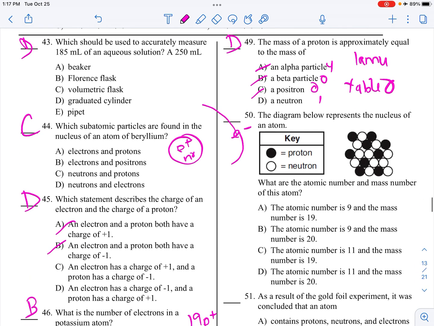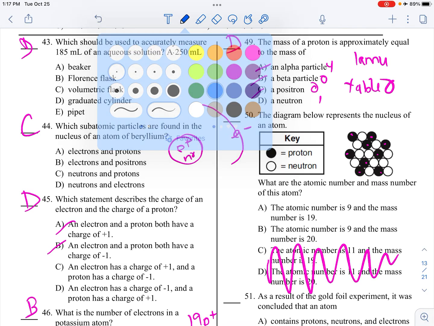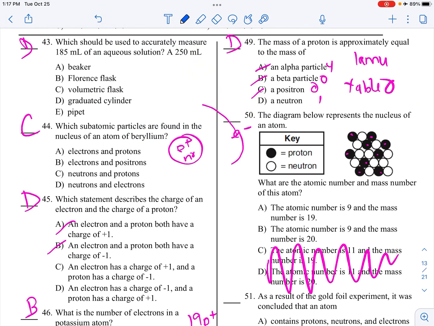All right, what is atomic number and mass number? Okay, so first of all, atomic number is the number of protons. So 1, 2, 3, 4, 5, 6, 7, 8, 9. Atomic number is 9. Mass number is add everything. So 9, 10, 11, 12, 13, 14, 15, 16, 17, 18, 19, 20. Mass number is 20.